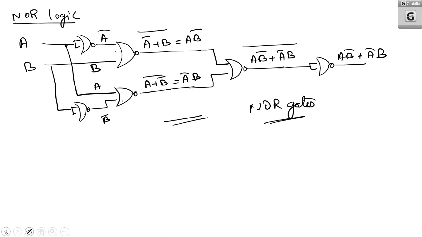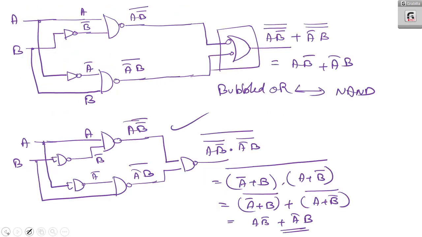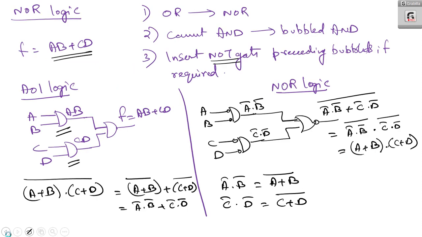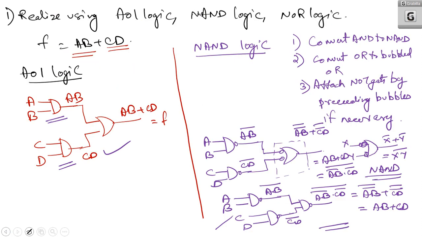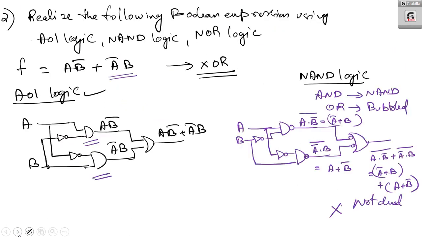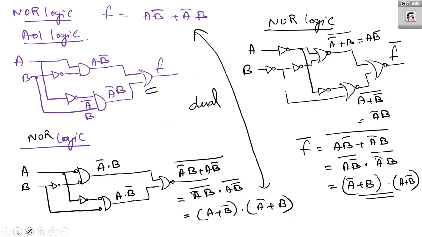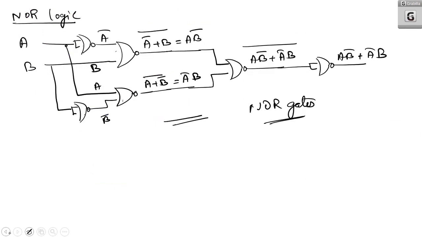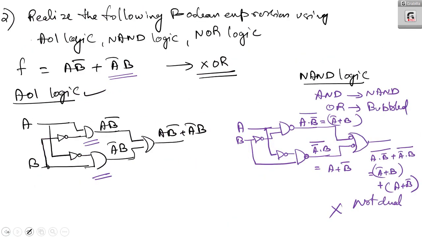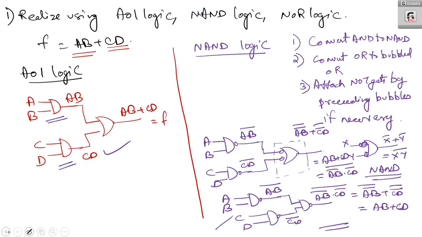I think you have got the logic of how to convert a given gate or given expression using AOI logic, then NOR logic and NAND logic. Now the next question we will deal with in the next lecture. Please go through this lecture well. In the first question, what you dealt with is AB or CD. First I drew the AOI logic and gave the steps to convert it into NAND logic.